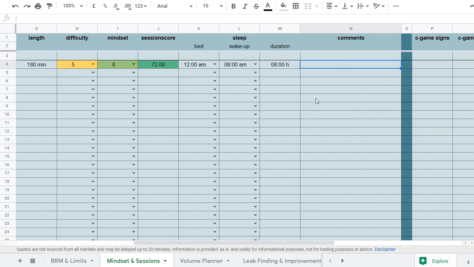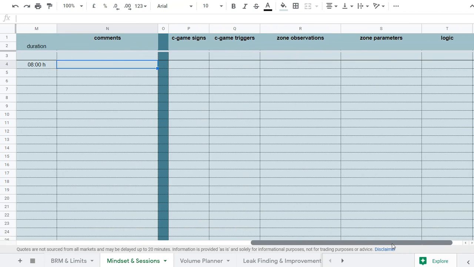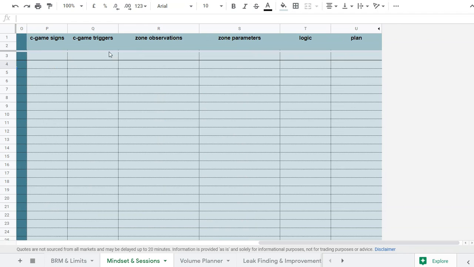Once we draw these conclusions or revelations regarding our mental game, it's now time to move on over to the table on the right hand side. So we won't necessarily fill this table out every day, but we will fill it out every time we learn something new about our mental game.